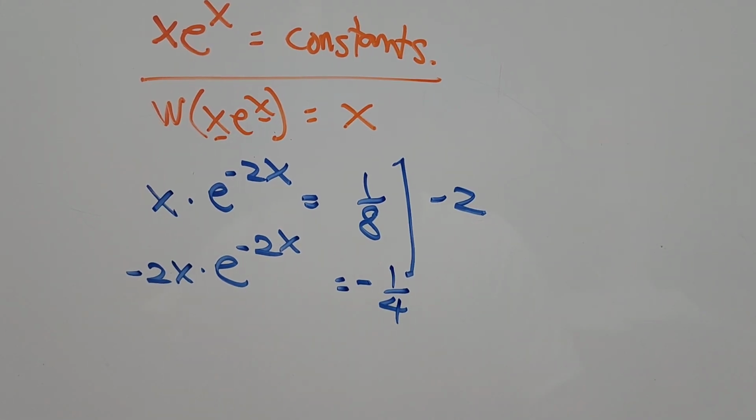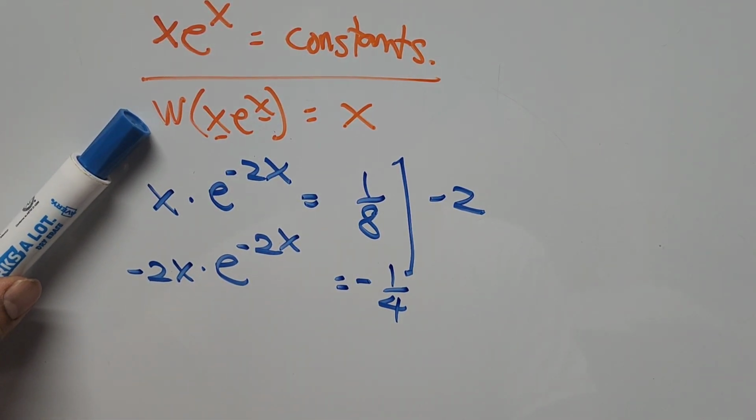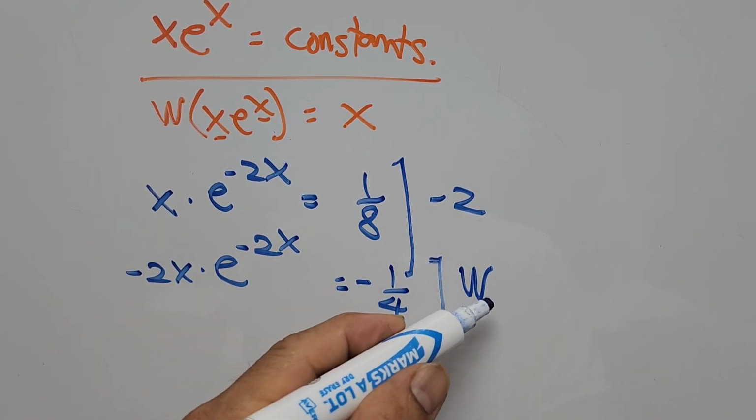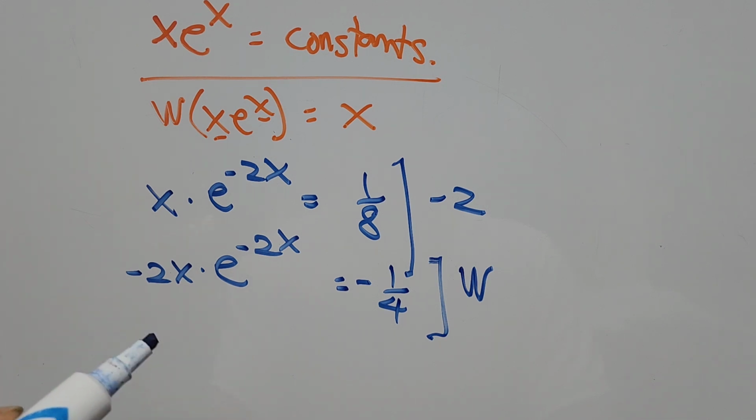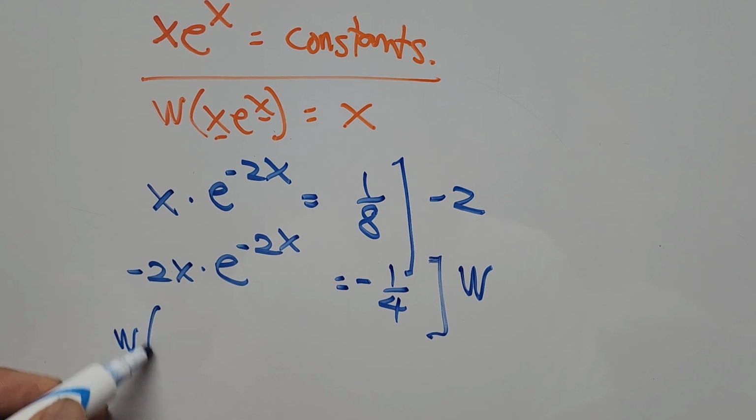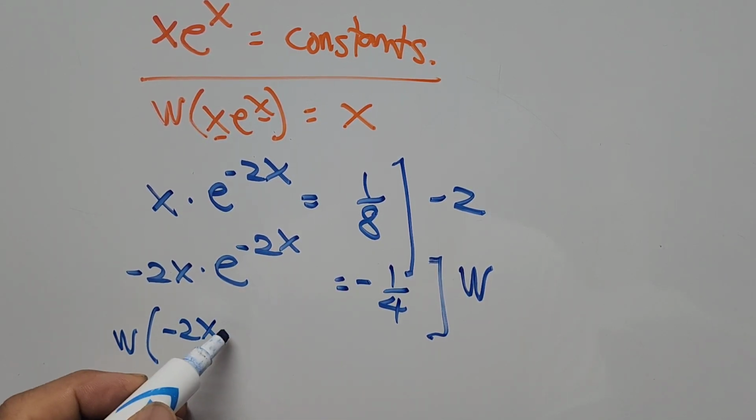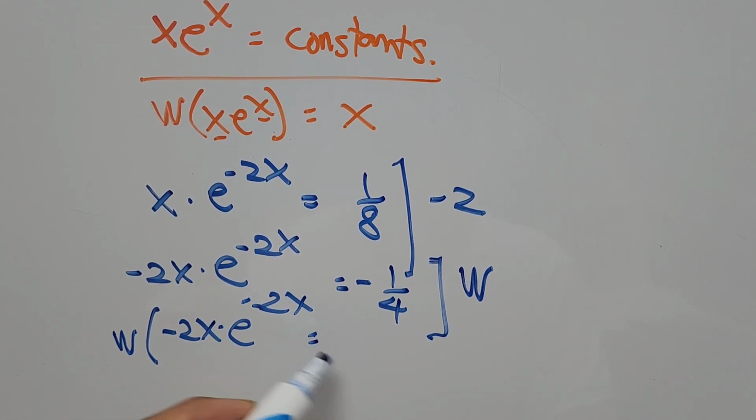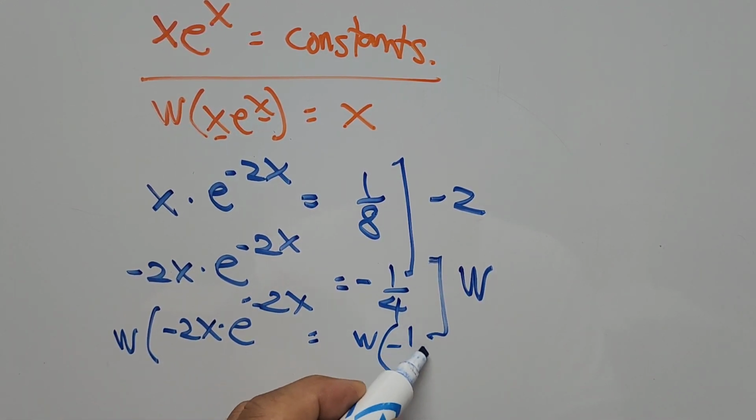And so now we have the base the same as the exponent, right? So we are now ready to plug in the Lambert W function, alright? So let's integrate the Lambert W function to the equation. This means we're applying W the same way on the left and right hand side of the equation. So this is now W of negative 2x times e to the power of negative 2x equals W of negative 1/4.